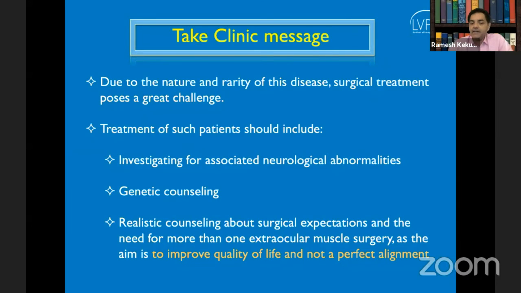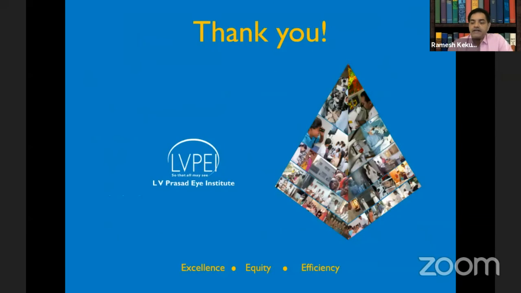And this improves their quality of life, as you saw in the abnormal head posture correction in these 3 patients, not a perfect alignment. Some of the comitant strabismus, nowhere can we counsel for perfect alignment. But in these cases, we have to be particularly careful.